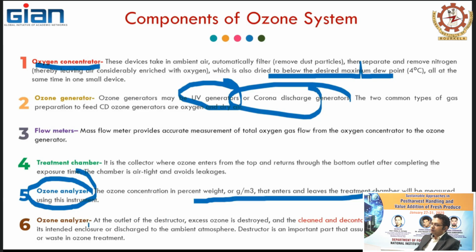And the last one, when I say the destructor, actually, because it's like an outlet. So whatever the excess ozone that is not utilized, that may be destroyed, and the purpose here is to clean up the air, because before going to the environment it's supposed to be cleaned up or decontaminated, and then passed to the environment.